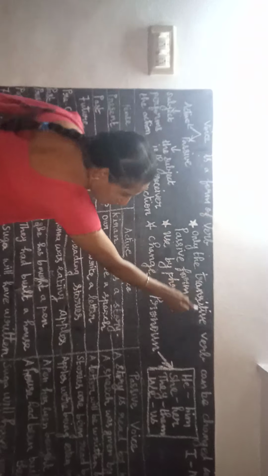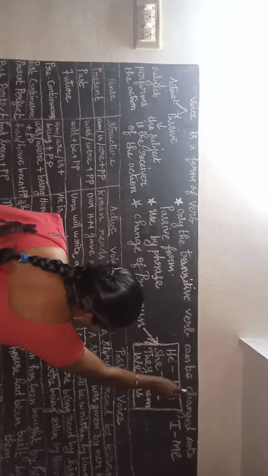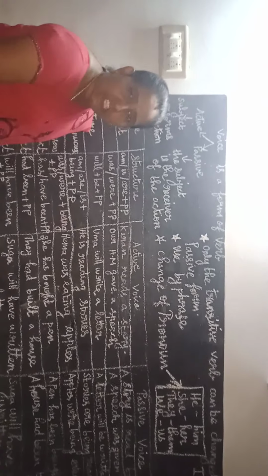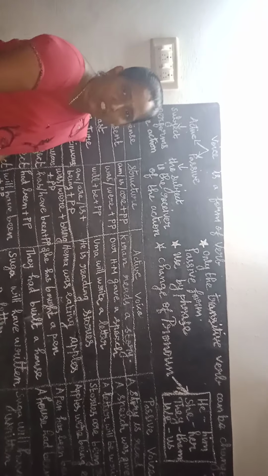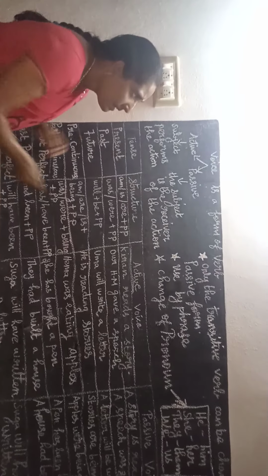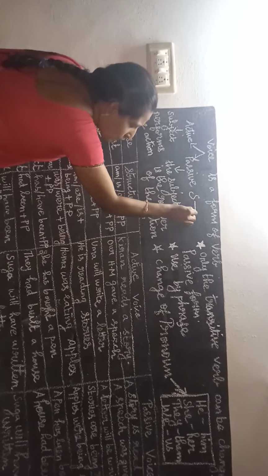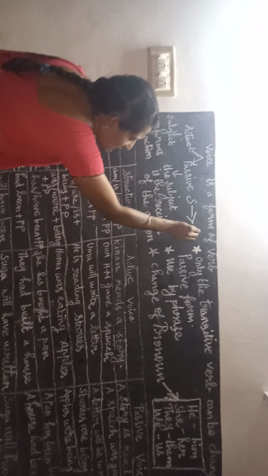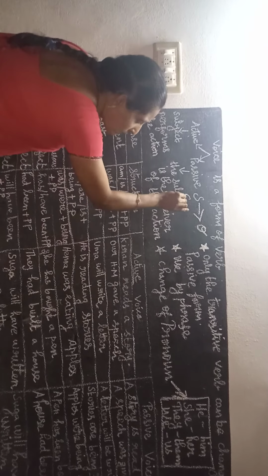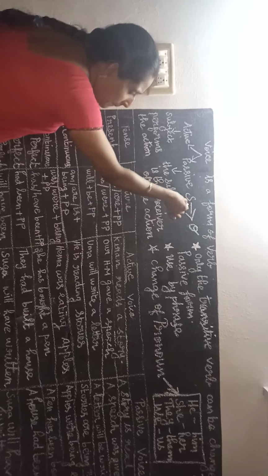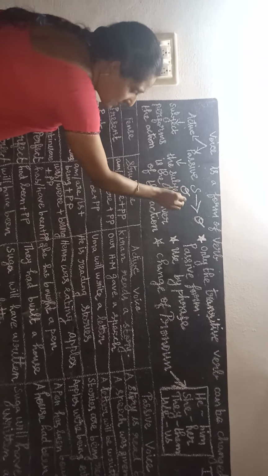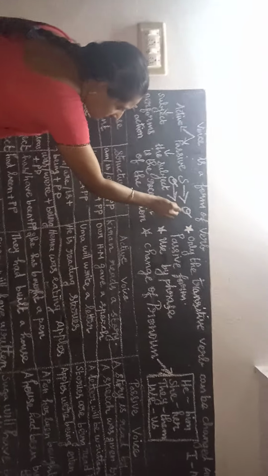Only transitive verbs can be changed into passive form. If the sentence has a transitive verb, it can be changed into passive form. Second rule: the subject of the active voice is changed into the object in the passive form, and the object of the active voice is changed into the subject in the passive voice.